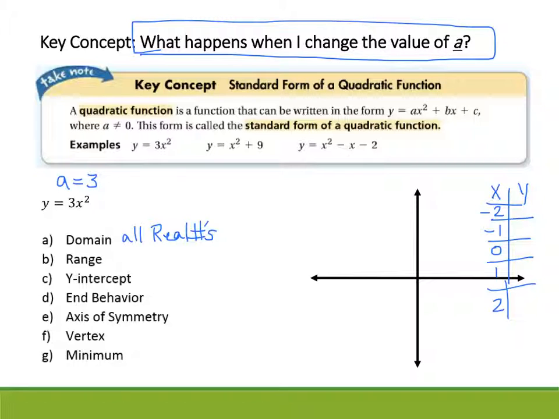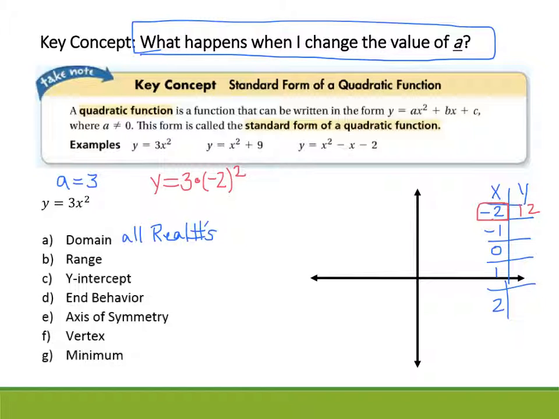So let's go ahead and put in some values in here. And I'll just start with 1, and the rest of these you can do in your calculator. The first one will be y equals 3 times -2 squared. So I'm just putting in this -2 in, and I'm going to get my output value, my y value. So remember to do your exponents first. -2 squared is 4, and then 4 times 3 is 12.